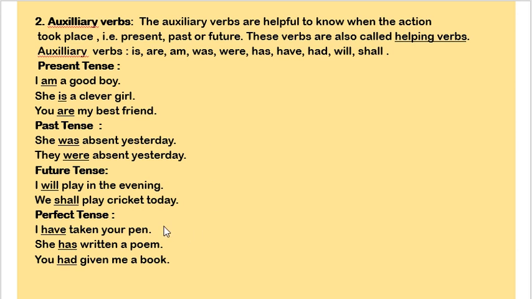In perfect tense, I have taken your pen. So have is used here; for the past participle form taken, we have to use have. She has written a poem. Now has is used for he, she, it in present perfect tense. You had given me a book. Had is the past perfect tense. Here we can understand how the auxiliary verbs are also very important when we are talking about tenses.